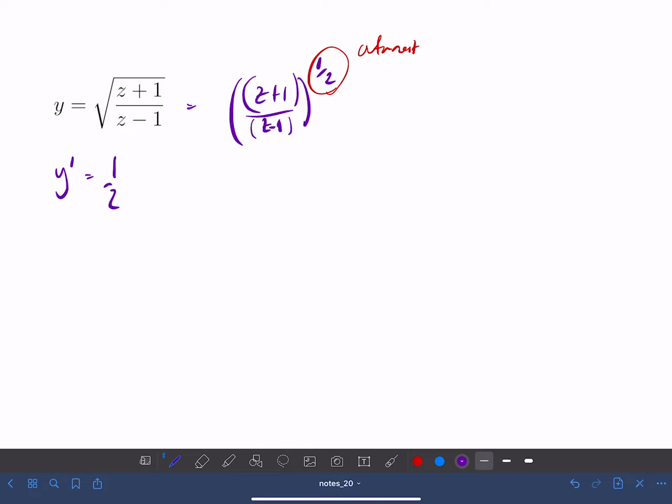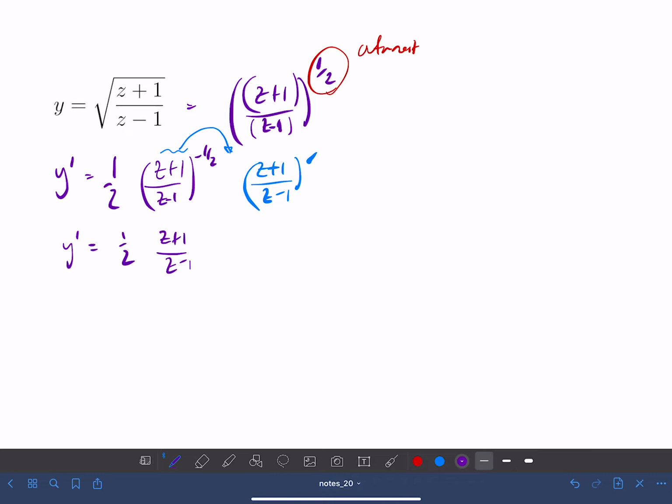Okay, so when I take the derivative of this expression, I'm going to deal with that power rule. So I'm going to have a 1/2 times (z plus 1 over z minus 1) to the minus 1/2. And now I'm going to take the inside and I'm going to chain it out. I'll go ahead and write that as a placeholder, and then we'll do that on the next line. So it's going to be (z plus 1 over z minus 1) prime. So I'll just kind of repeat these: z plus 1, z minus 1, to the minus 1/2.